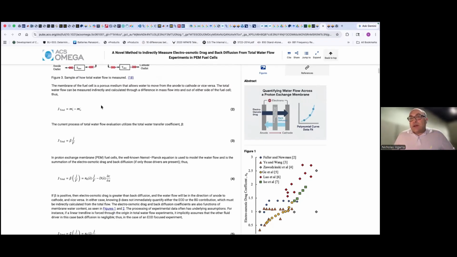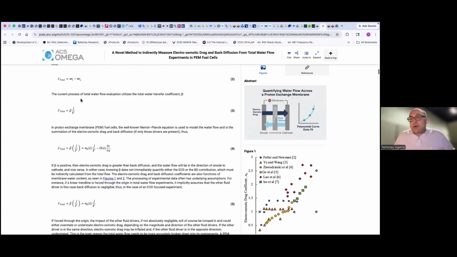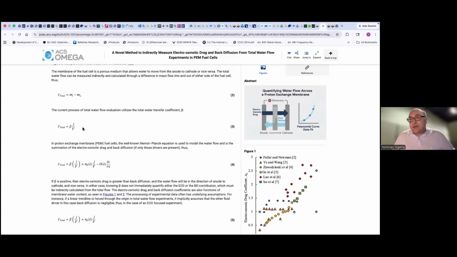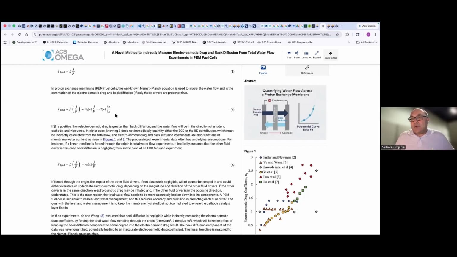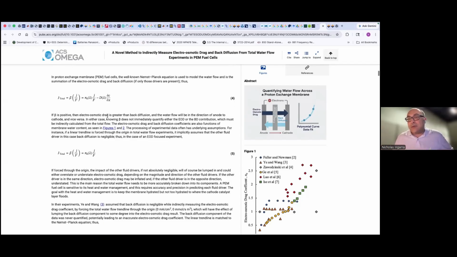So when you're doing it, to measure the water flow across the membrane, you have to measure mass flow in minus the mass flow out, which is equal to what we use as the total water transfer coefficient. So it's equal to the sum of the effects that are present. Think of it this way: two numbers add up to 3, but you have to tell me exactly what they are, and you can't guess at one of them. You have to determine one, then you can get the other. So you can't just say one's 2, the other one's 1.